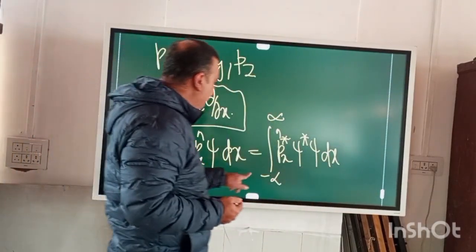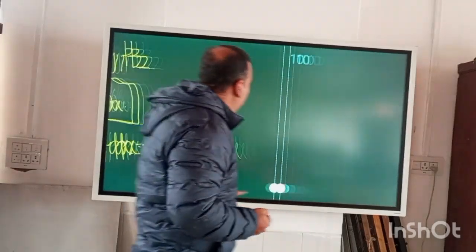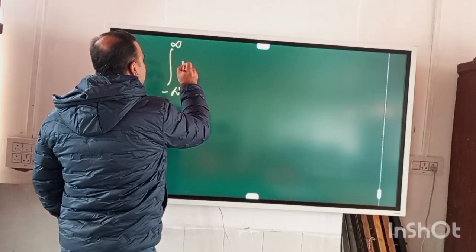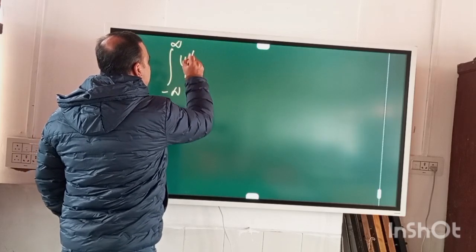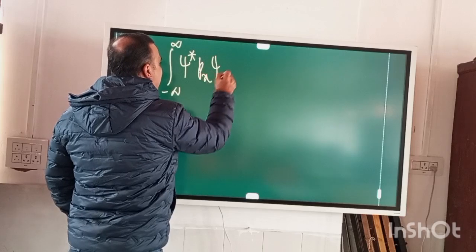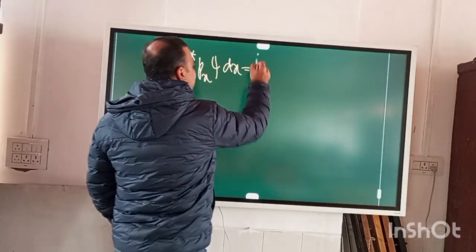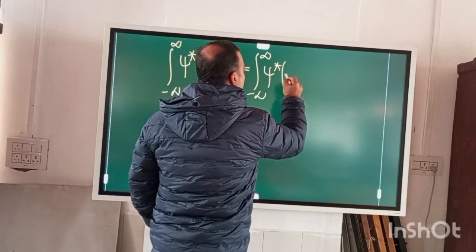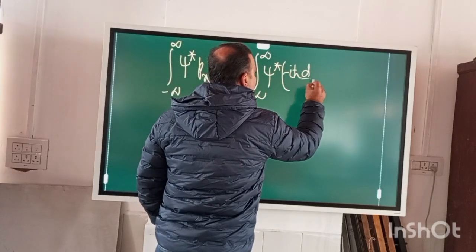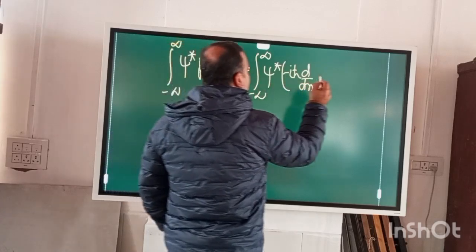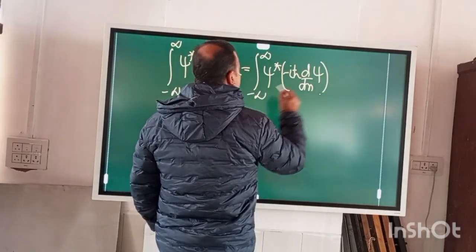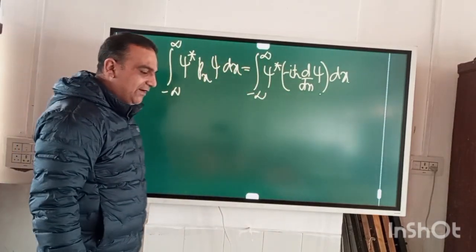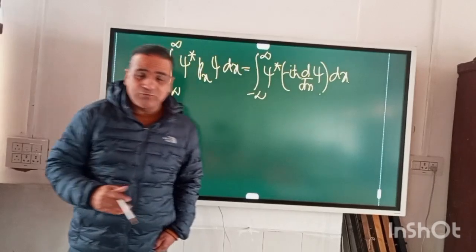So here in this problem, I will choose the left-hand side. What is the left-hand side? It's minus infinity to infinity, psi star px psi dx. So this I can write as minus infinity to infinity, psi star, and for px I have minus i h bar d by dx of psi, and then dx. If you rightly remember, in the previous lecture I said that psi has to be normalized.